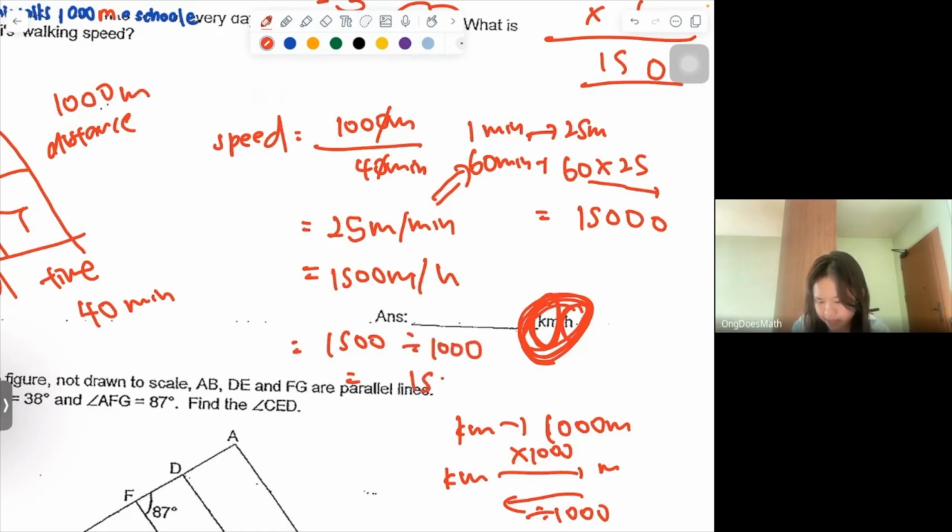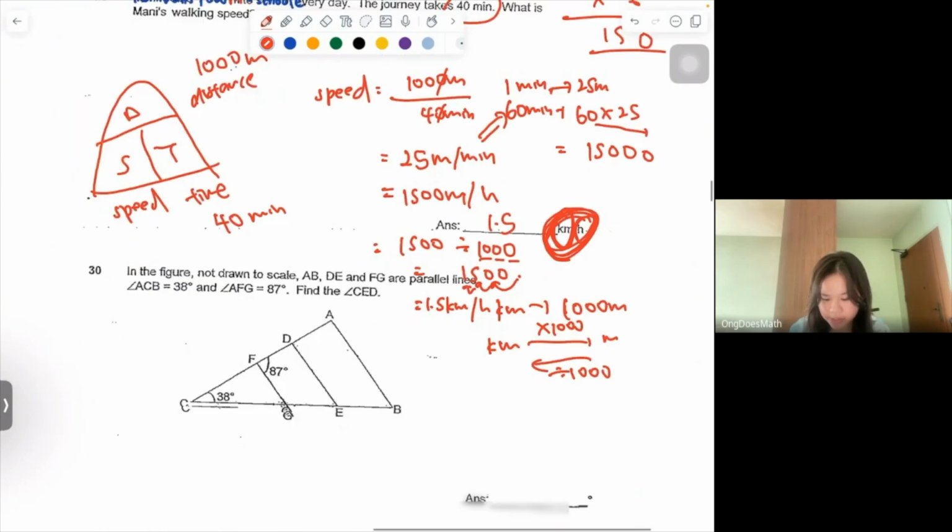So to divide it by 1000, you move the decimal point to the left 3 times because there are 3 zeros. So it'll be 1.5 kilometer per hour. So the answer is 1.5 kilometer per hour. So there are a few concepts that they tested here. It's not an easy question.